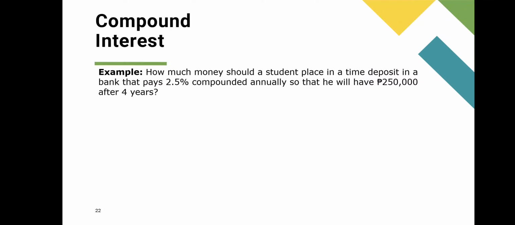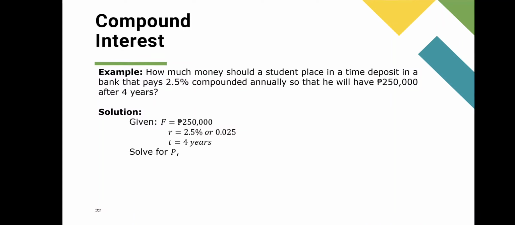Next example. How much money should a student place in a time deposit in a bank that pays 2.5% compounded annually so that he will have 250,000 after 4 years? The goal for this problem is that the student should have 250,000 after 4 years. What is asked here is how much he should deposit now, so that's the present value. First, we know that F stands for 250,000. The rate is 2.5%, or 0.025. And the time is 4 years.